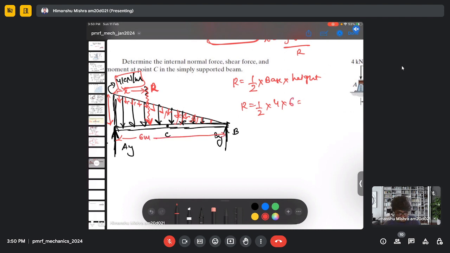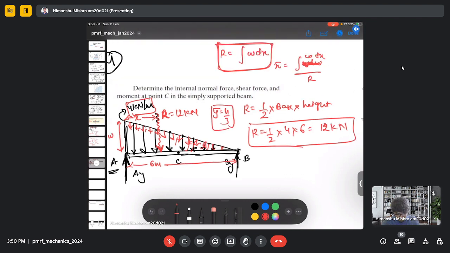6, 6, so it will be 12 kilonewton. So my R is 12 kilonewton. So this is 12. And in the first problem, we see that the centroid from the base can be given by h by 3 from the base.